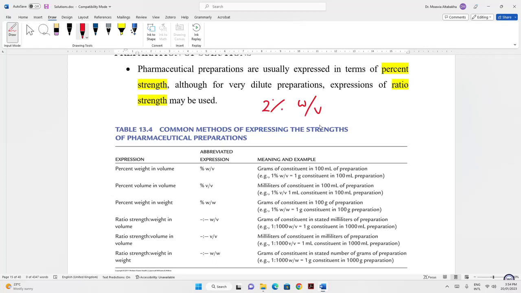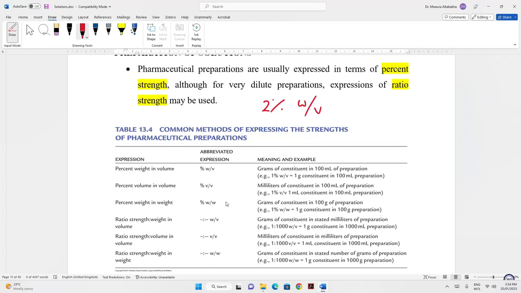So what is this 100 ml? It's actually the vehicle or the solvent plus the material that is dissolved in the vehicle or in the solvent. So 2 gram present in 100 ml of solution. So this 100 ml is not only the vehicle but the vehicle with the solute, making 100 ml. So this is the expression of the first one.